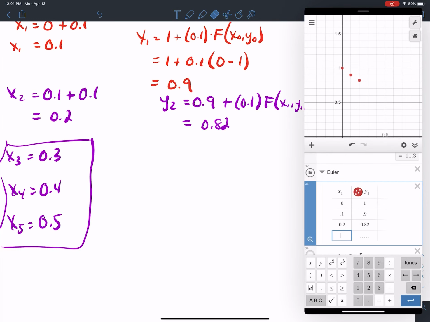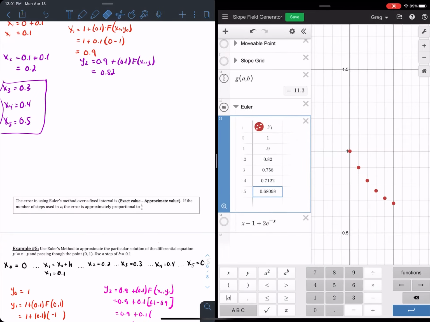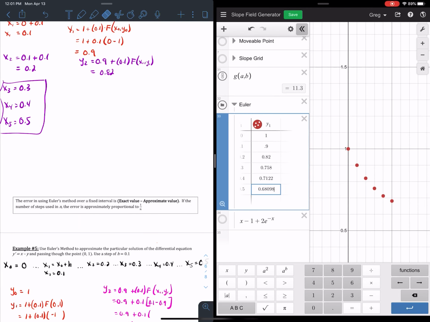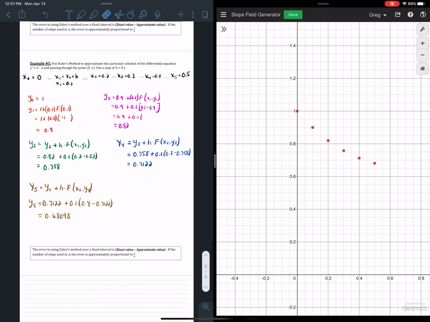After you've paused the video, what we can see here is if I put in those x values, the y values that you should have gotten: the third y value was 0.758. At 0.4 in x, the y value was 0.7122, with a little rounding, I'm sure. And then the fifth y value, y sub 5, was 0.68098. And like I said, I did a bunch of rounding there. So we're starting to get a picture of what our particular solution would look like. And here's my work for that.